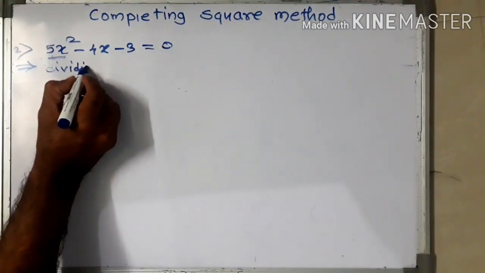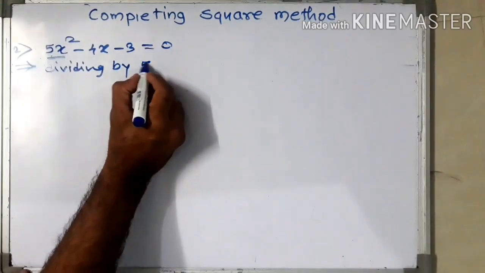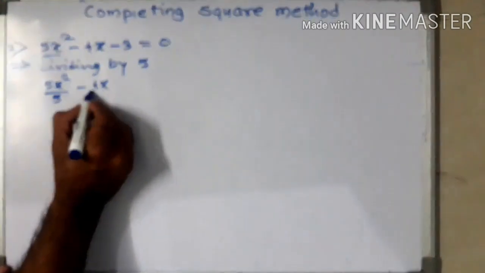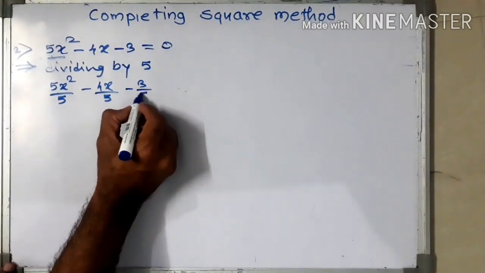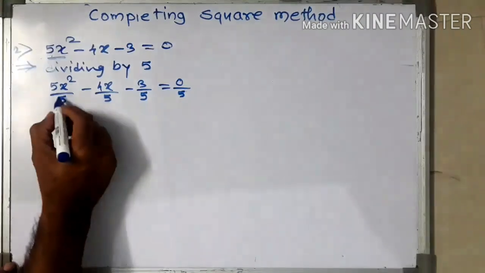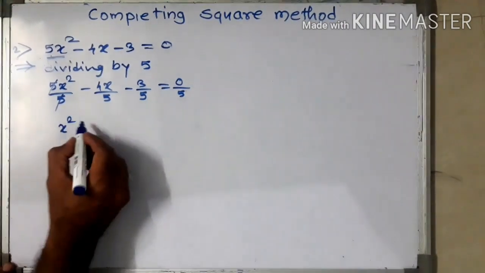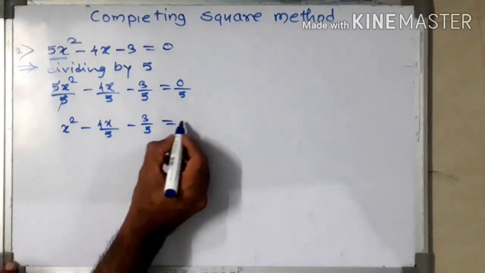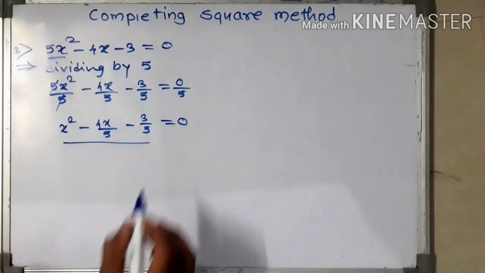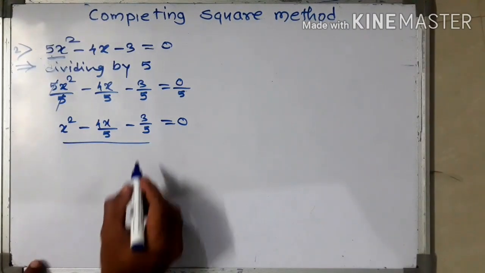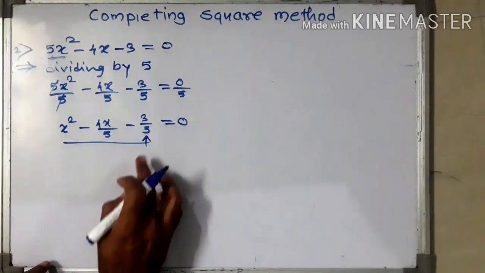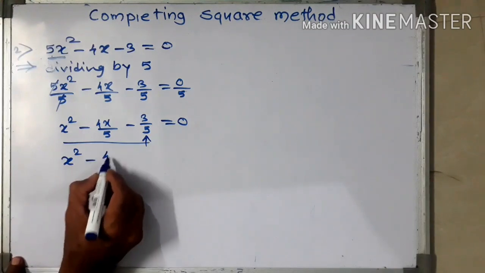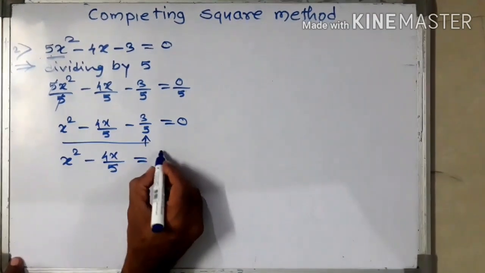Dividing by 5, 5x square upon 5 minus 4x upon 5 minus 3 upon 5 equals 0 upon 5. 5 getting cancelled, x square minus 4x upon 5 minus 3 upon 5 equals 0. Now the polynomial is not a perfect square because of the third term, so we transfer the third term to the right hand side. Then x square minus 4x upon 5 equals 3 upon 5.